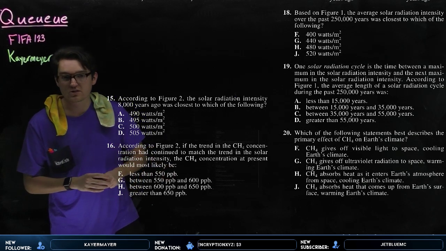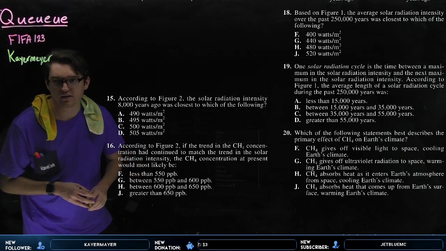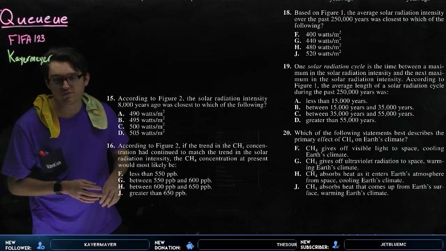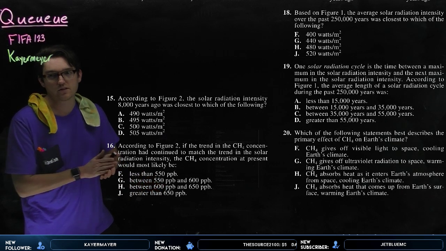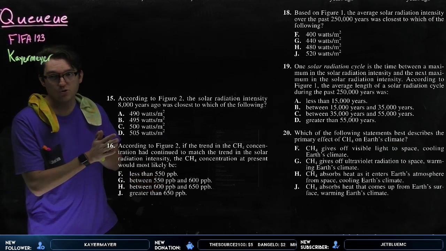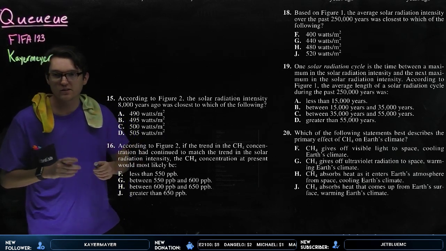Let's try another one. Number 16. According to Figure 2, if the trend in the CH4 concentration had continued to match the trend in the solar radiation intensity, the CH4 concentration at present most likely would be what? At present. Okay, so we're looking at Figure 2. We're looking at the trends between CH4 and solar radiation intensity and thinking what the CH4 concentration would be at the present.